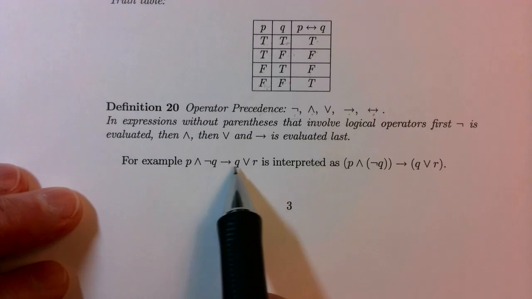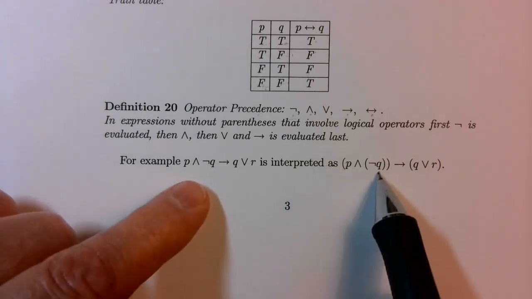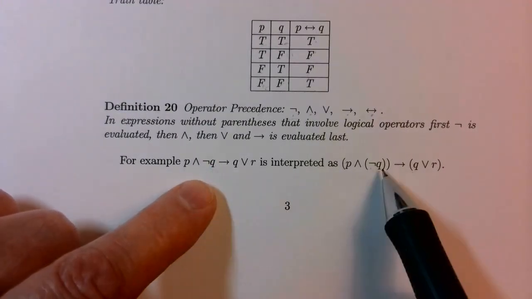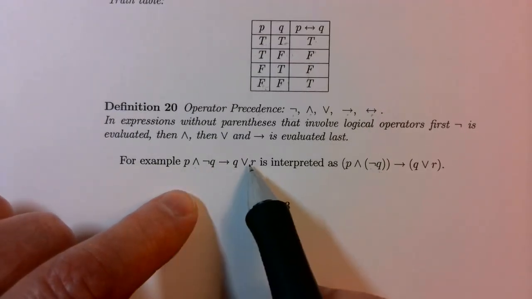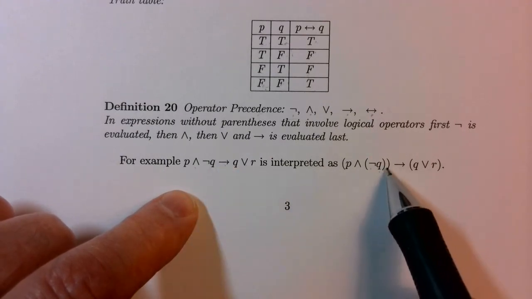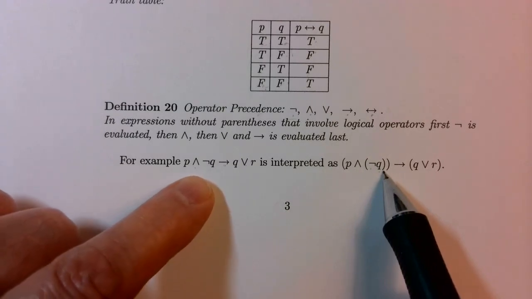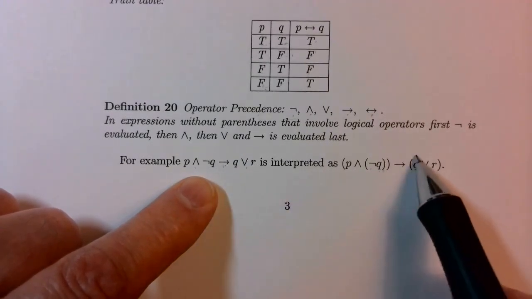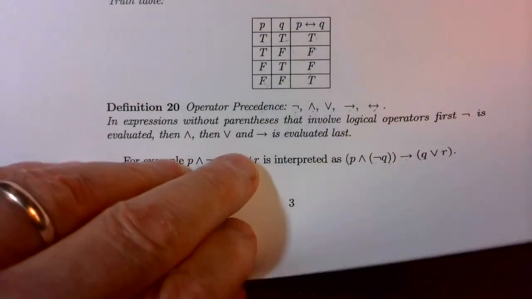So if you see this expression, it actually means this, because negation has priority. Negation must apply first, then conjunction has priority over these two operations, which means parentheses here, and then disjunction has priority over the conditional operation, so parentheses here, and then the last operation is the conditional.